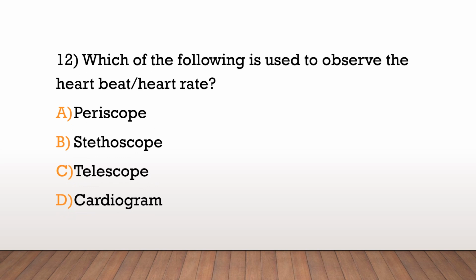Next question is which of the following is used to observe the heartbeat or heart rate? A. Periscope, B. Stethoscope, C. Telescope, or D. Cardiogram? The answer is B. Stethoscope.